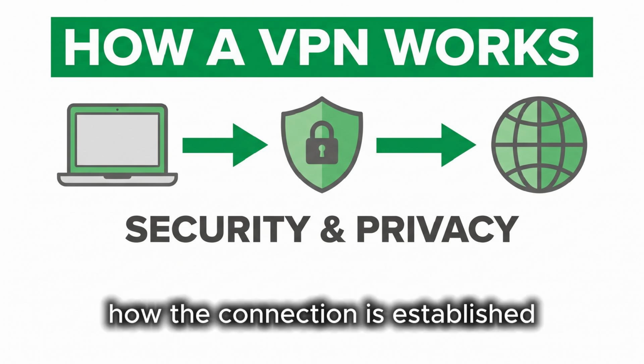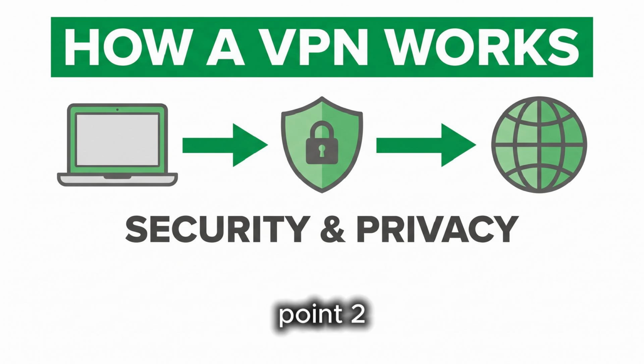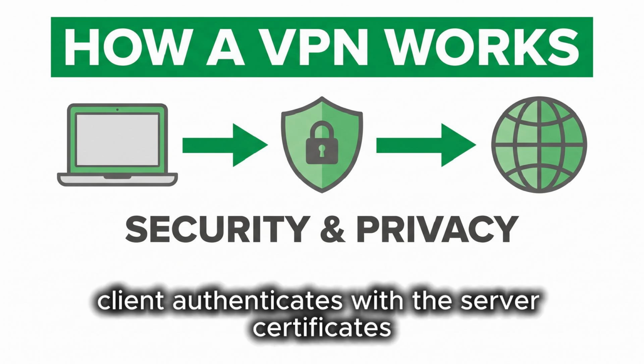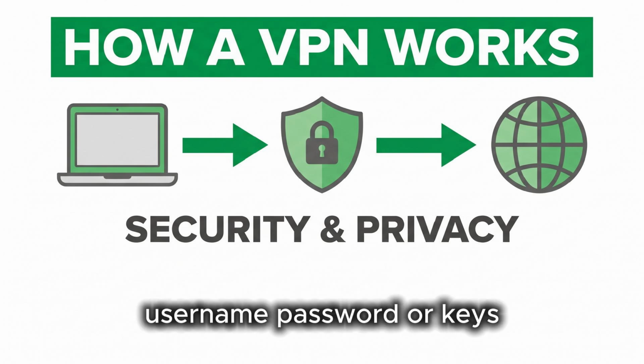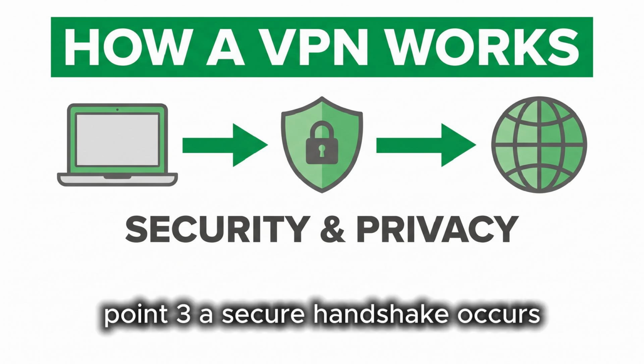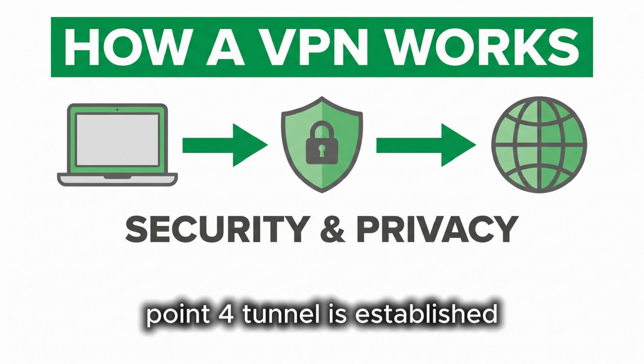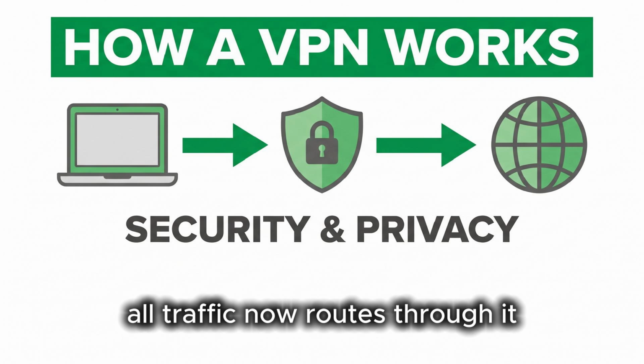How the connection is established. Point 1. You launch the VPN client and select the server. Point 2. Client authenticates with the server, certificates, username, password, or keys. Point 3. A secure handshake occurs. Both sides agree on encryption keys. Point 4. Tunnel is established. All traffic now routes through it.